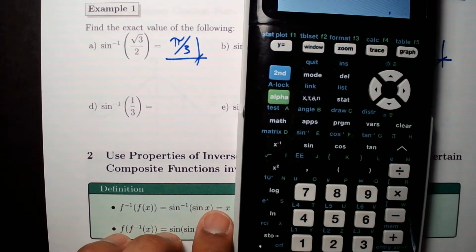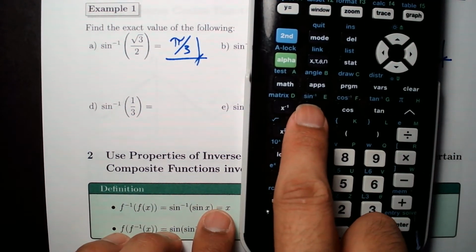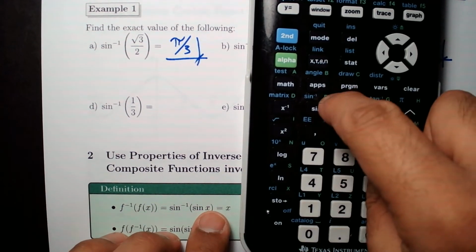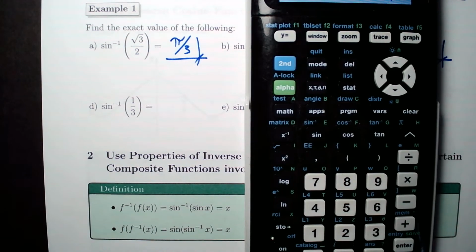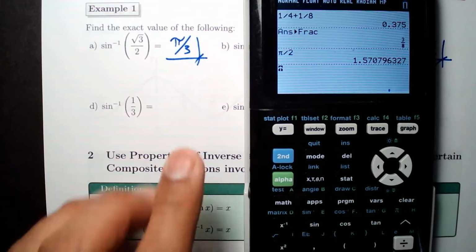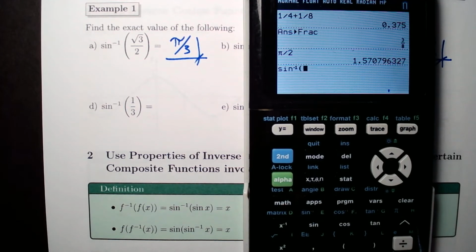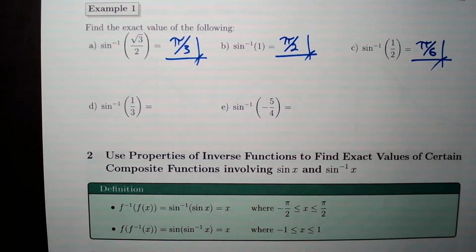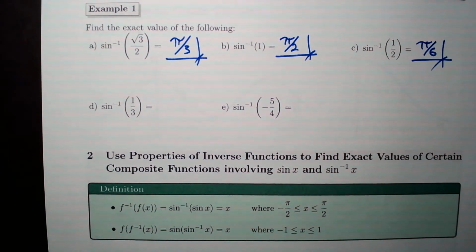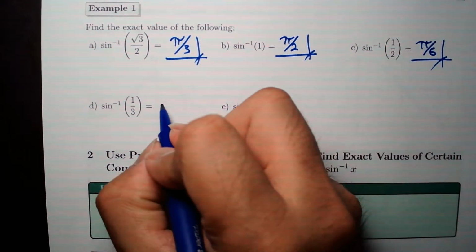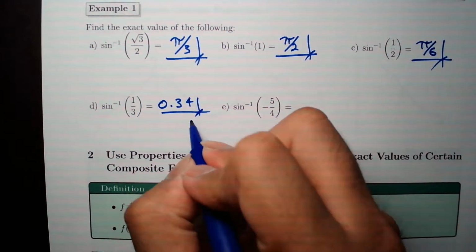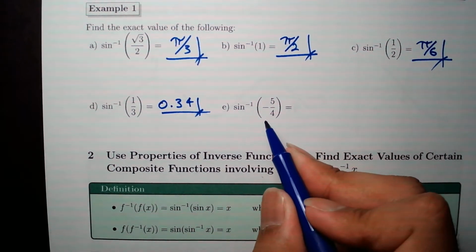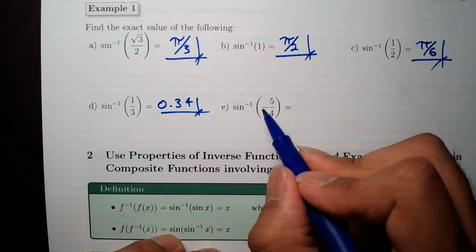In this case, we have keys for inverse sine, it's in blue. That means we need to hit second sine. That's going to give us inverse sine of 1/3. Click enter, and we typically round this to 2 decimal places. Well, 0.339, that's 0.34. All right, so where's my blue marker? Here it is. 0.34.